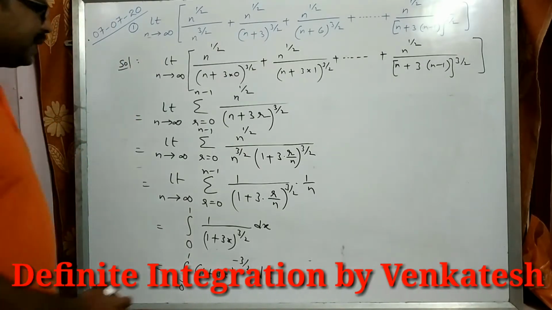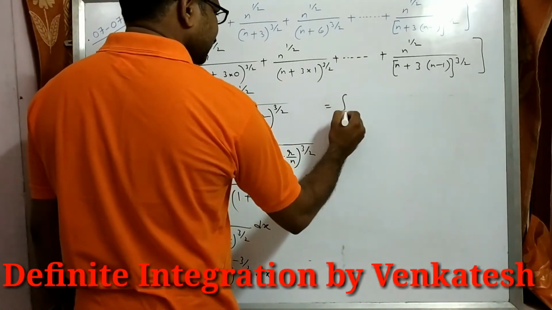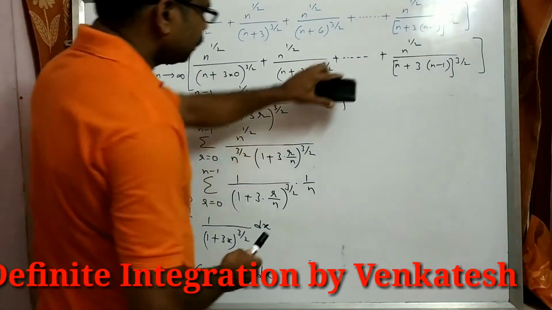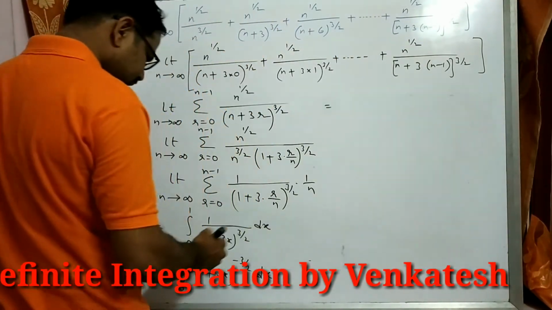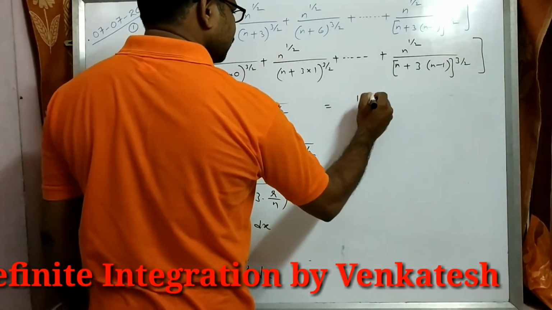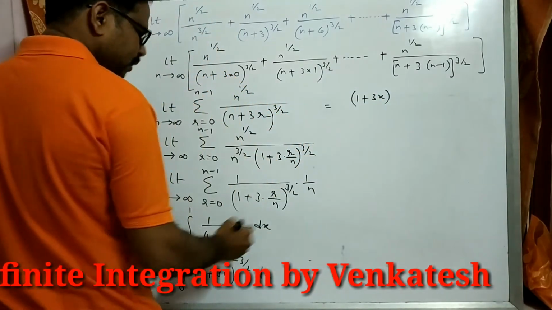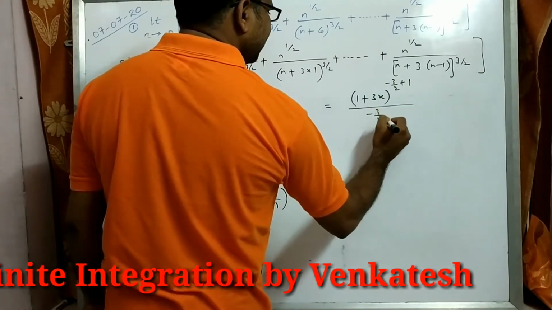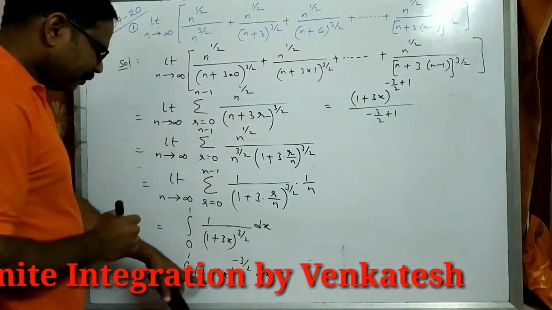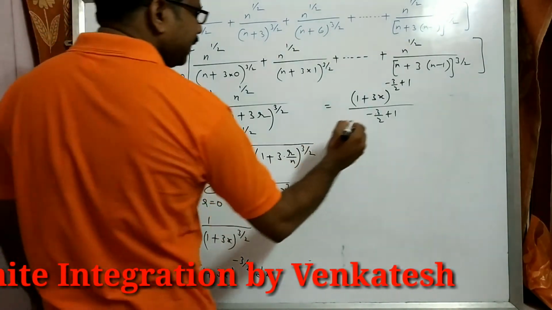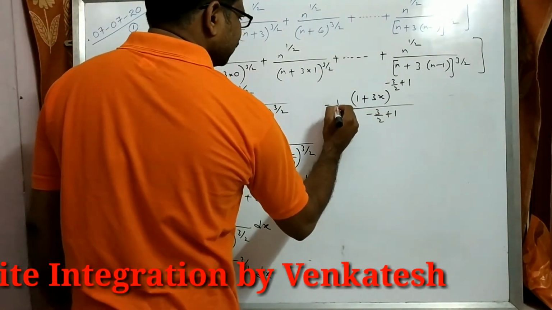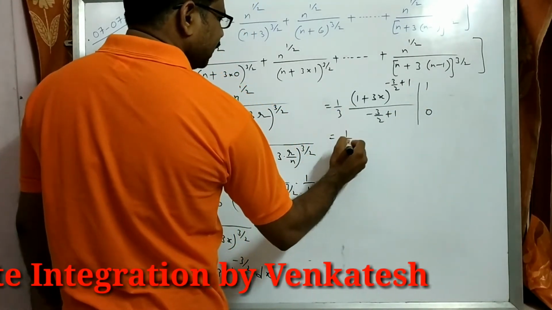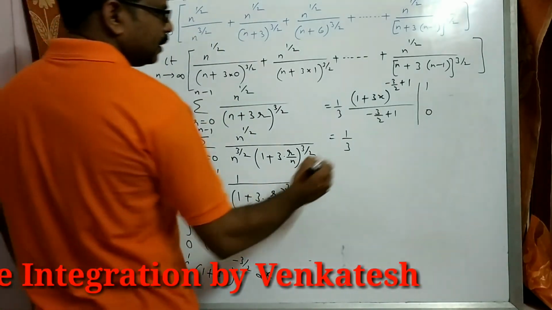So what is the integration for this? Integral, so what is the integration for that? 1 plus 3x whole power minus 3 by 2 plus 1 by minus 3 by 2 plus 1. Here what is the coefficient of x? 3. It will be coming in the denominator. So 1 by 3 as it is I kept. Limits are from 1 to 0. So 1 by 3 as it is. Now what will you get here?